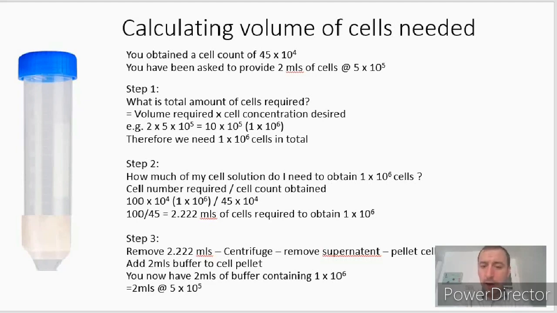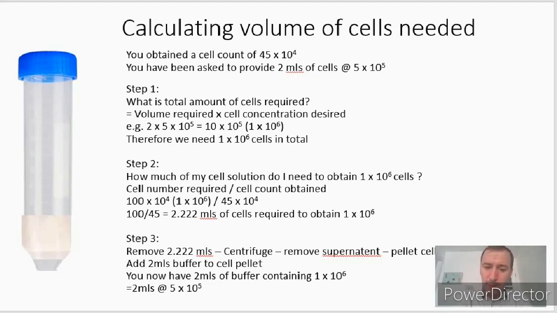Step 2, how much of my cell solution do I need to obtain 1 by 10 to the 6 cells? So at this step, you're trying to work out how much of the cell solution obtained from Emer you need to obtain 1 by 10 to the 6 cells. And the way to do this is cell number required divided by cell count obtained.